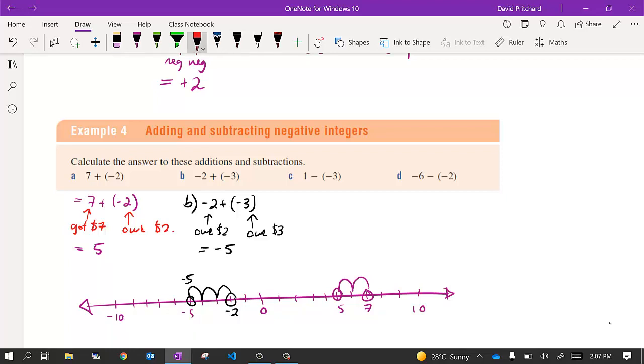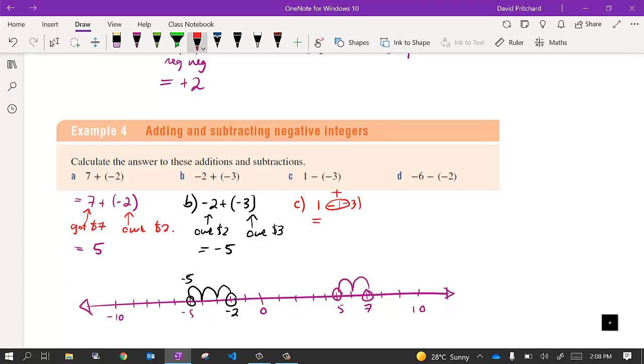Next one we'll do in red. So C, we've got 1, and we're taking away a negative 3. So what happens when we have a takeaway negative? We've got two negatives right next to each other. Remember, the idea is we turn that to a plus.